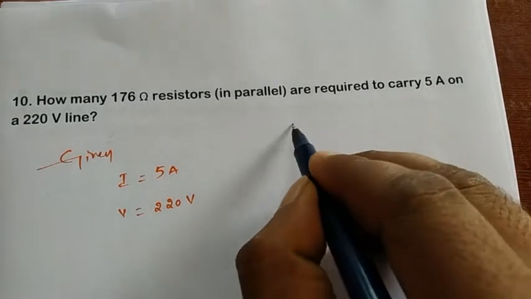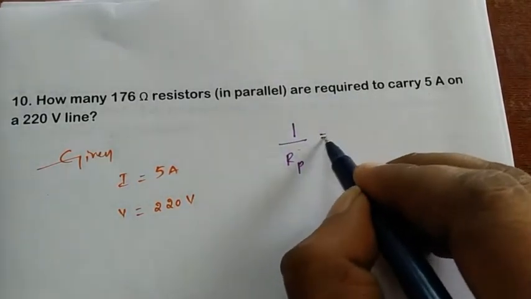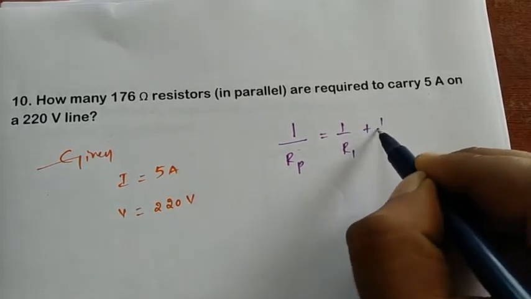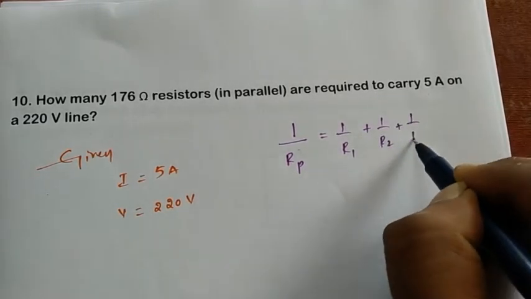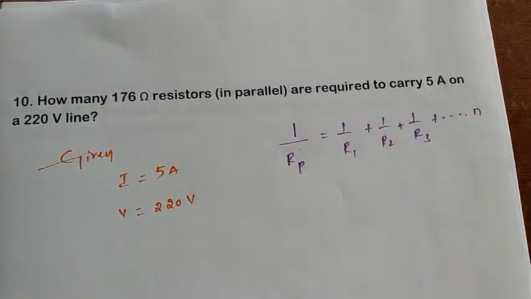That we will write here. So what is the equivalent resistance? Equivalent resistance in parallel: 1 by Rp is equal to 1 by R1 plus 1 by R2, and however many there are, 1 by R3 and so on. If there are n resistances, like that we should do.